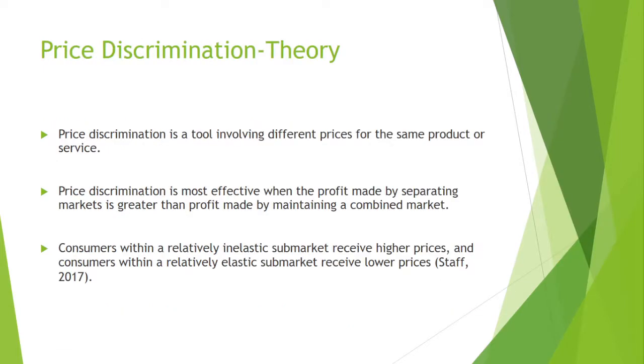Price discrimination is a tool which involves charging customers different prices for the same product or service. Price discrimination is most effective when the profit made by separating markets is greater than profit made by maintaining a combined market. This depends on the relative elasticities of demand within the submarkets. Consumers within a relatively inelastic submarket receive higher prices, and consumers within a relatively elastic submarket receive lower prices.